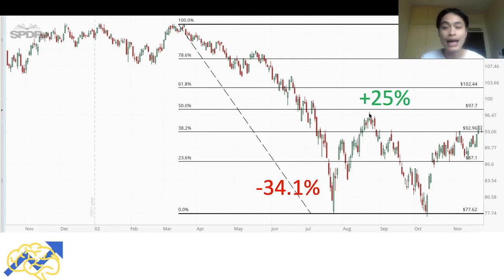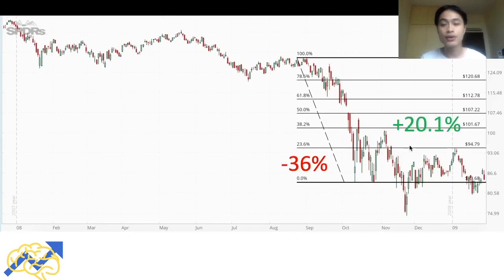So can you see that after prices increased by 25%, it declined back to the lows of this price here, right? So it declined all the way back. And then let's take a look at the great financial crisis. So can you see that similar to the dot-com bubble crash, during the crash phase, prices declined by 36%. And the rally immediately after the crash phase, prices rose by 20.1%. So again, that was a bull market rally, right?